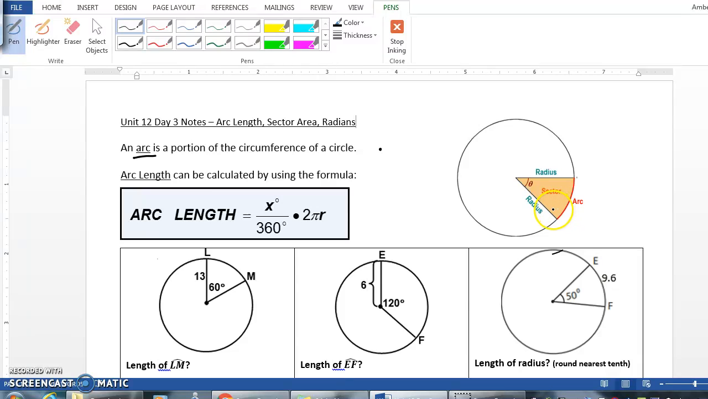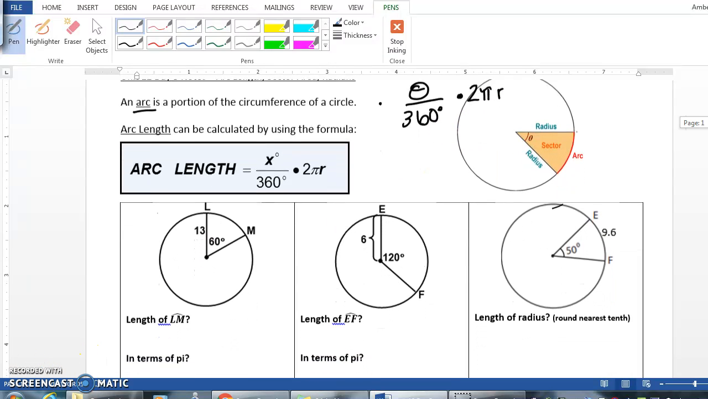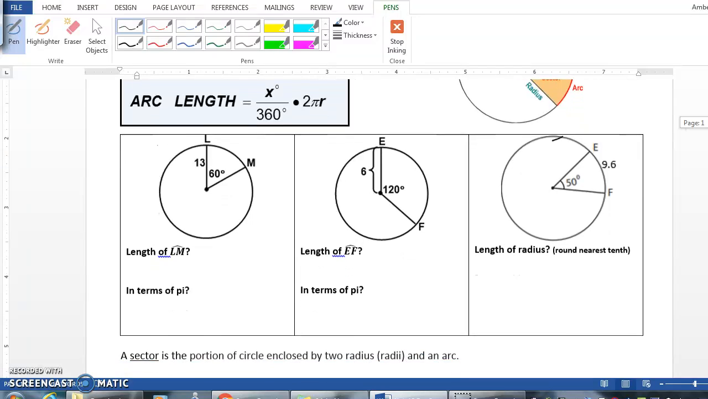An arc length can be calculated using the formula x degrees, so in this picture it's theta, divided by 360 degrees, because that's how many degrees are in the circle, and you multiply it by 2 pi r. So all we're going to do is take that formula and use it on these next couple problems.